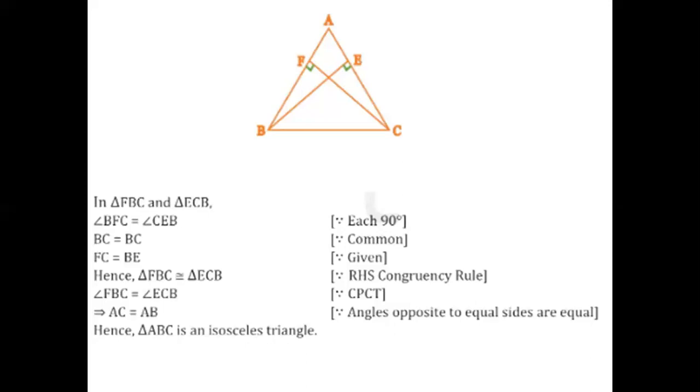Now, if two angles are equal, their opposite sides will also be equal. Hence, AC will be equal to AB. Now, once AC is equal to AB, I can easily say that triangle ABC is an isosceles triangle. So, using the RHS congruency rule, we have proved that the triangle ABC is an isosceles triangle. I hope you were clear with the solution to this particular question. Now let us get into the last question of this exercise.